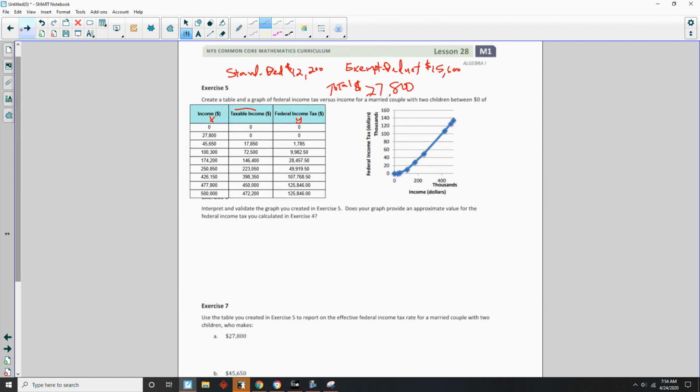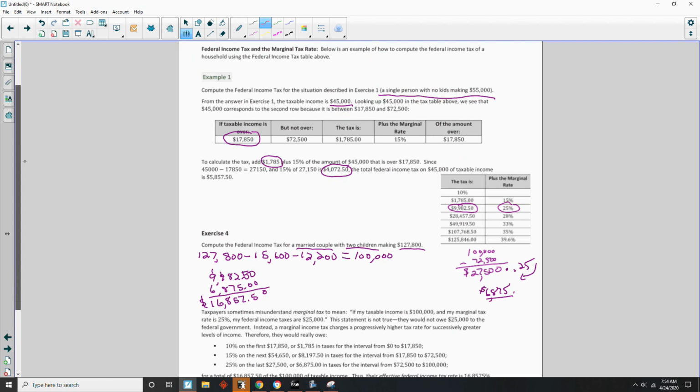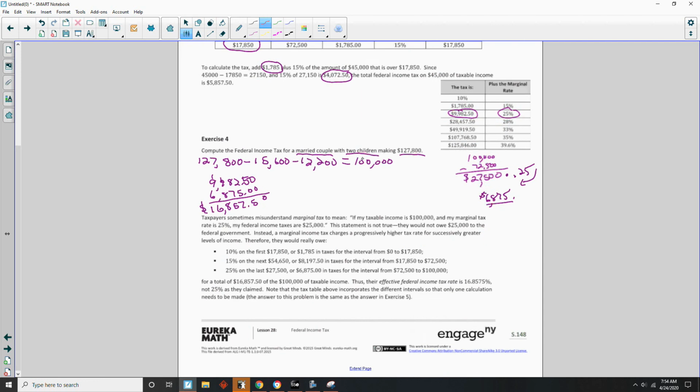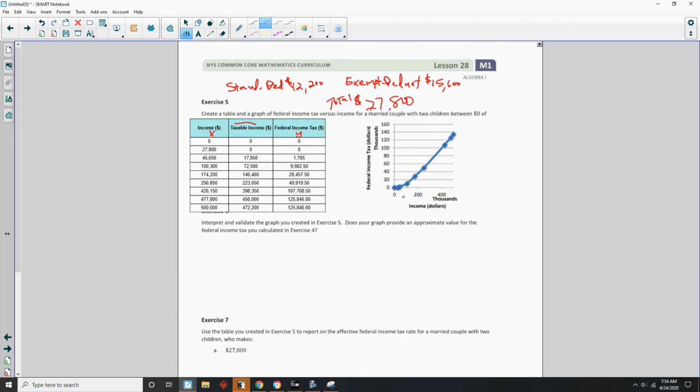So if we go back to exercise 4, what did we have? We had a couple who made $127,800 and their tax was $16,857. So if I went out to 127,000, okay, 200,000 is here, 100 is here, 127 is about here, and I'd be graphed right about there, and it was 16,000, so it's under 20, so I would say yes, that's about right. Okay.